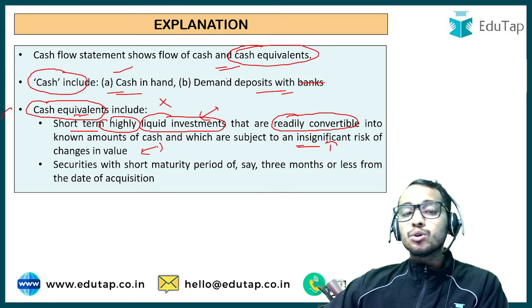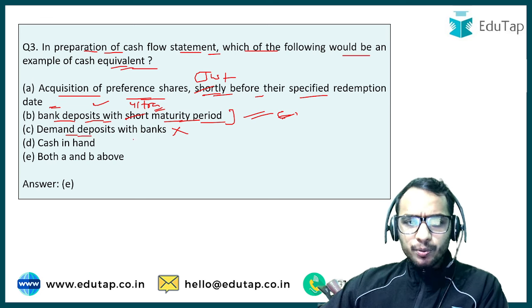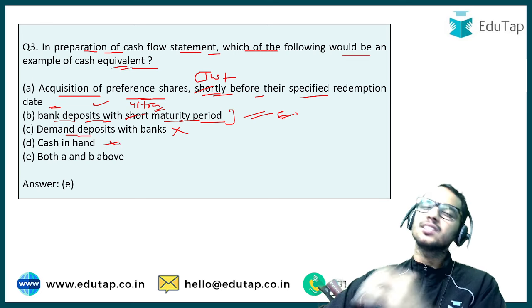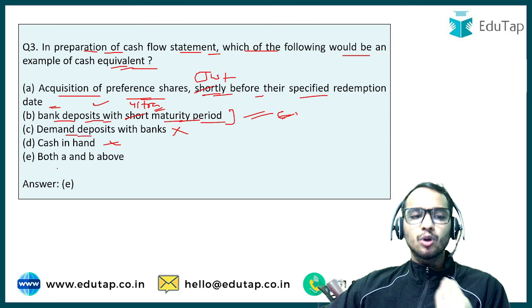Okay, so the question is asking about only cash equivalent, so this would not be the answer. Cash in hand, again, is included in the cash only, so this would not be the answer. So the answer would be option number E.